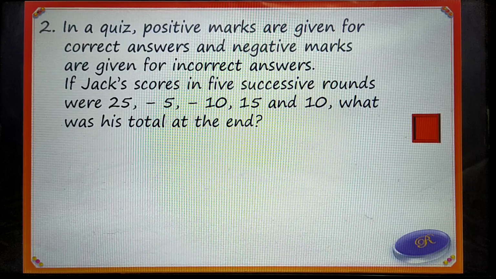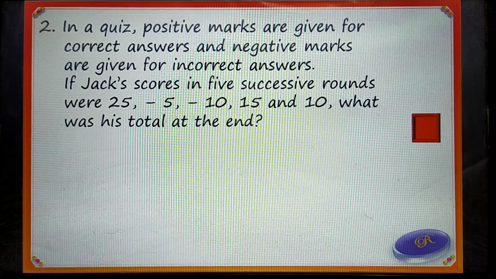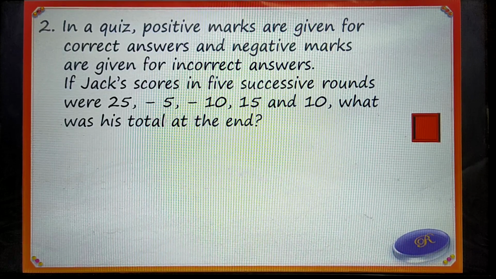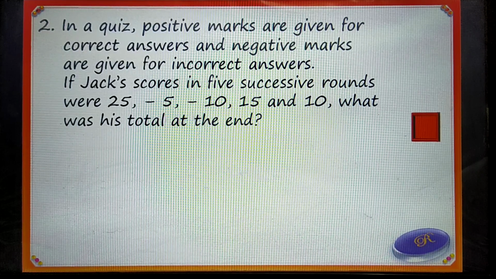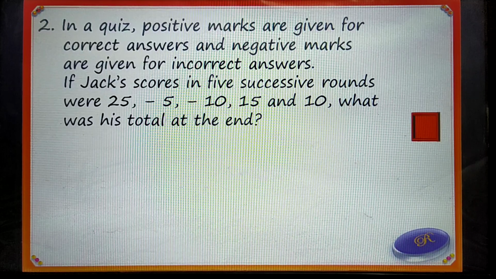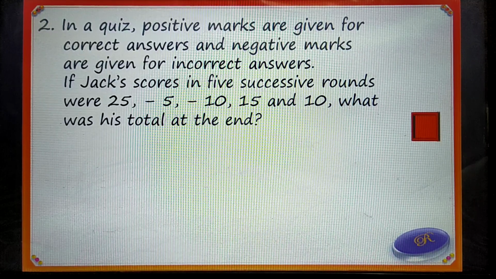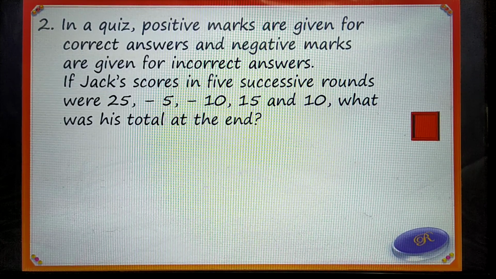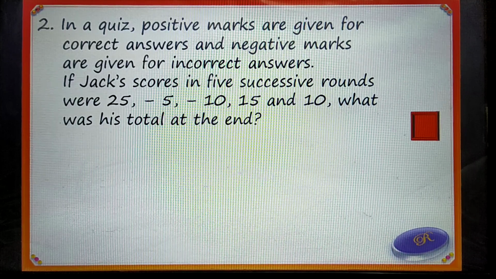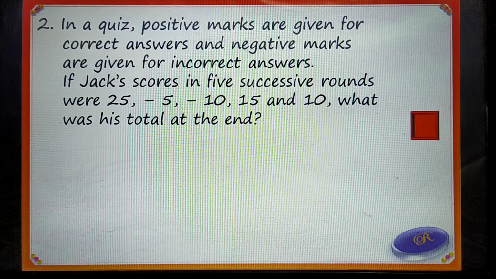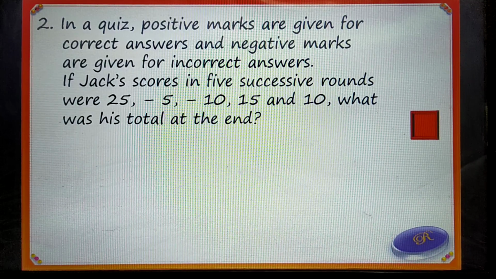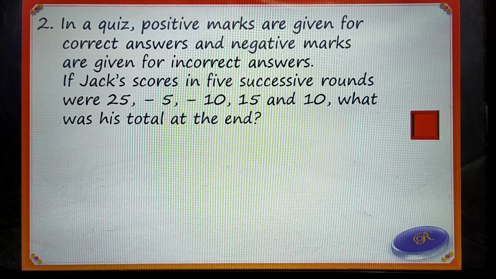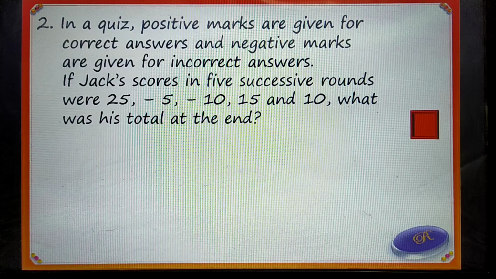Question number 2. In a quiz, positive marks are given for correct answers and negative marks are given for incorrect answers. If Jack's scores in 5 successive rounds were 25, minus 5, minus 10, 15 and 10, what was his total at the end?